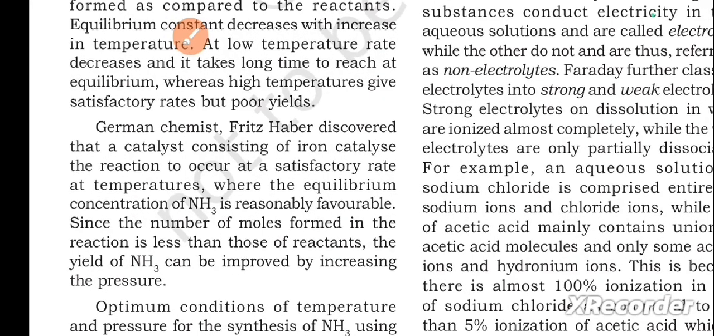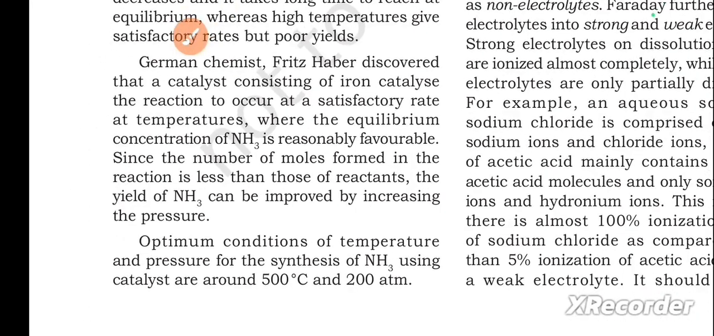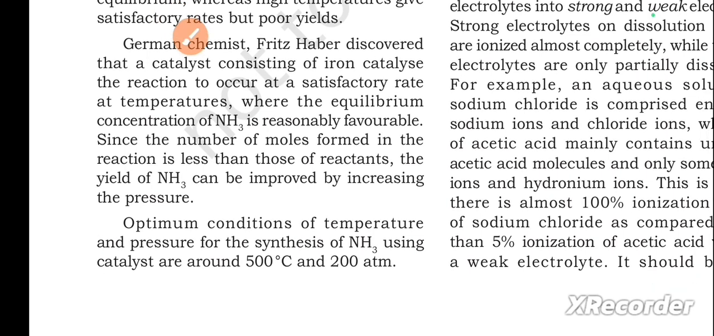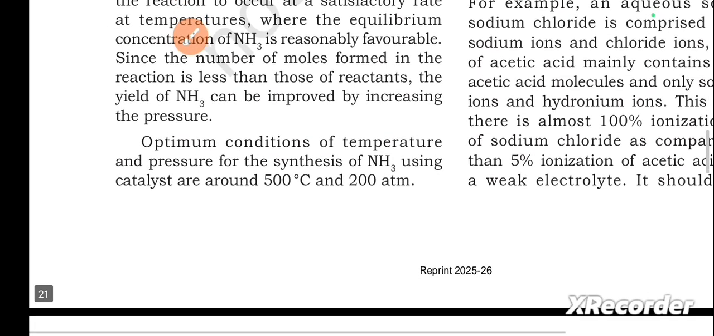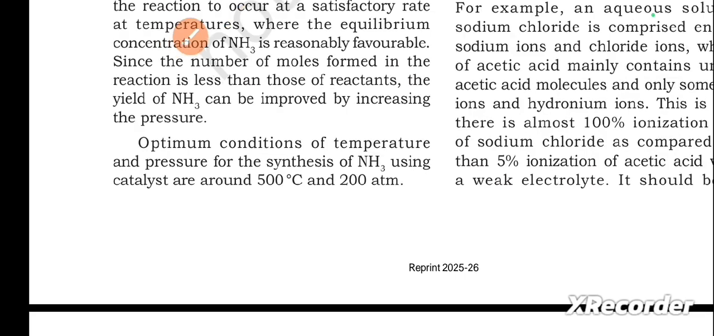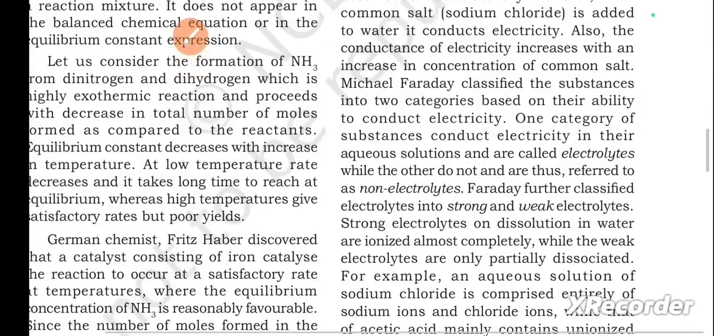German chemist Fritz Haber discovered that a catalyst consisting of iron catalyzes the reaction to occur at a satisfactory rate at temperatures where the equilibrium concentration of NH3 is reasonably favorable. Since the number of moles formed in the reaction is less than those of the reactants, the yield of NH3 can be improved by increasing the pressure. Optimum conditions of temperature and pressure for the synthesis of NH3 using a catalyst are around 500 degrees Celsius and 200 atm.